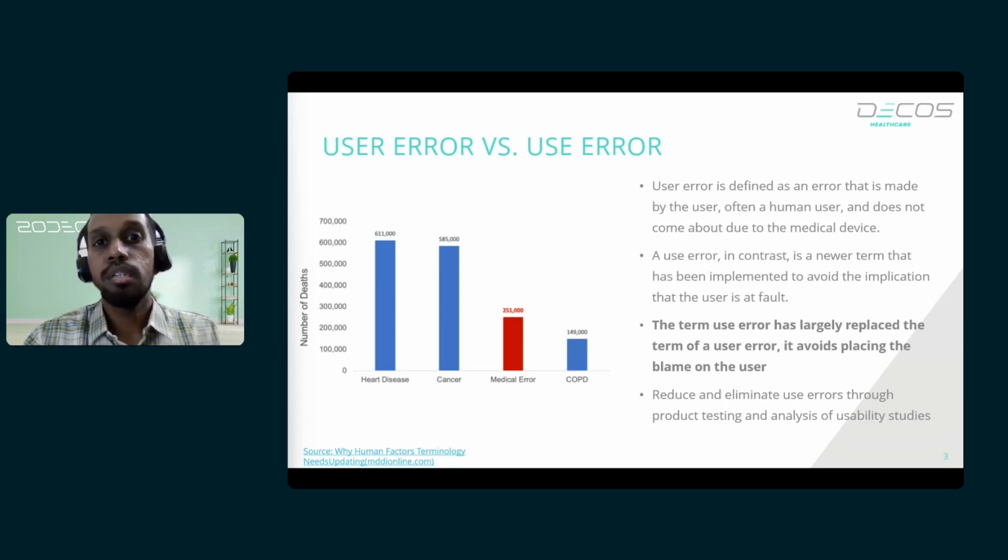A user error is defined as an error that is made by the user, but with regard to a medical device, the entire flaw is not put on the user. Instead, we'll be terming it as use error. When we consider globally, the death caused due to medical error is quite high, starting with heart disease, which is the primary source, then cancer, and then medical device error stands third among these. So it is very important to consider these use errors at the very early stage of device development so that we can bring down these use errors as low as possible, so that the impact on the end user is very minimal.